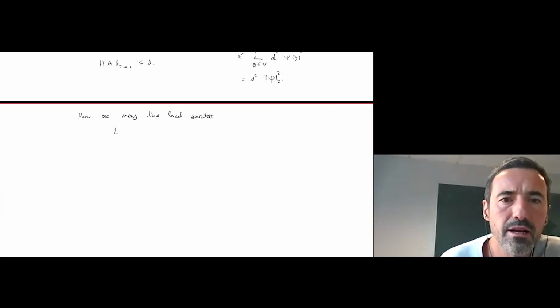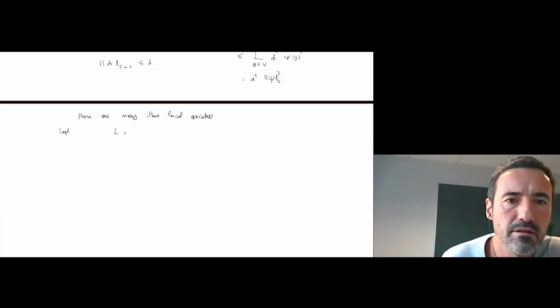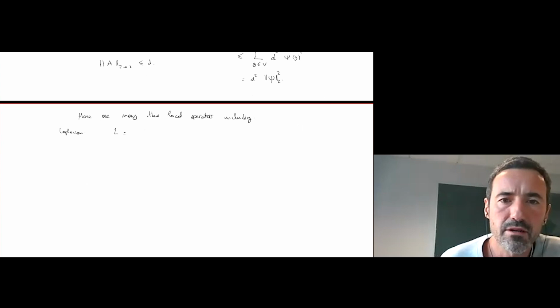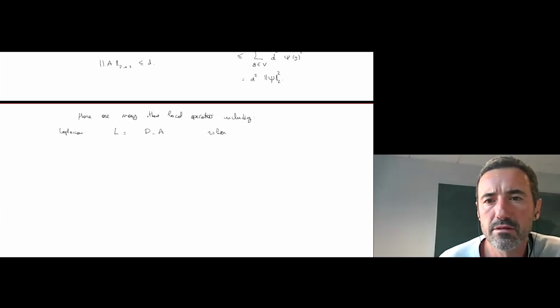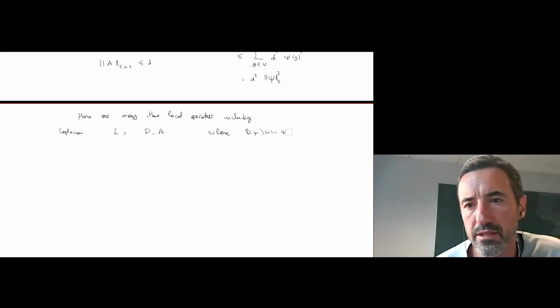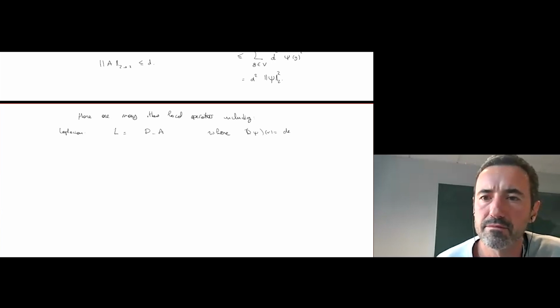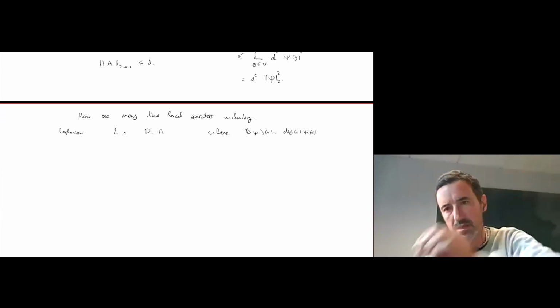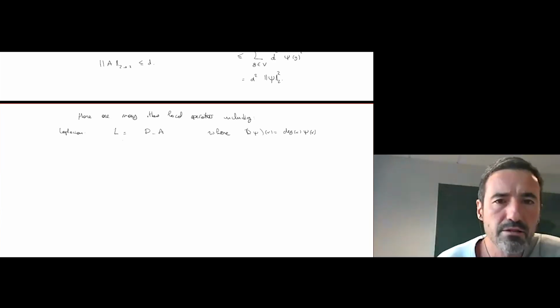The Laplacian L, you can write as D minus A, where D is the diagonal operator: D of psi of x is simply the degree of x times psi of x. So in matrix form, D is simply the diagonal operator where you put the degrees on the diagonal. Okay, so this is the Laplacian.